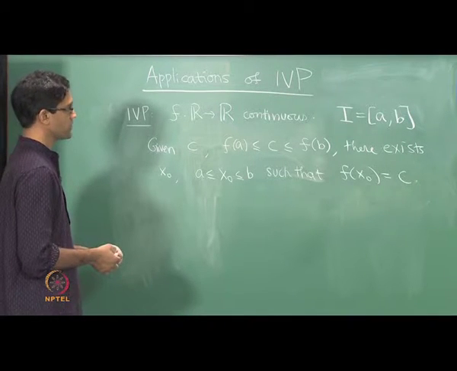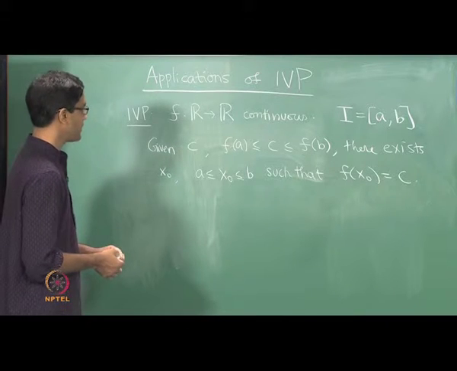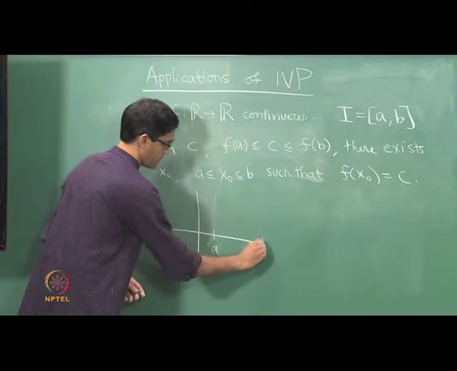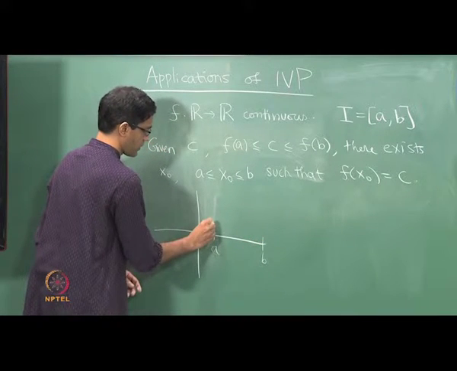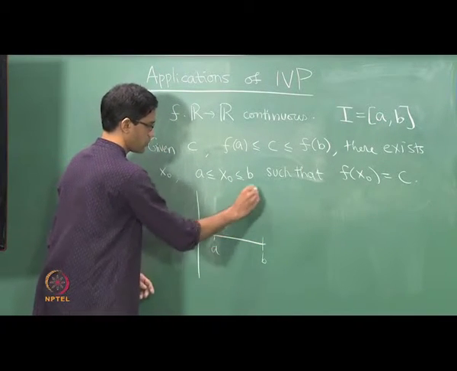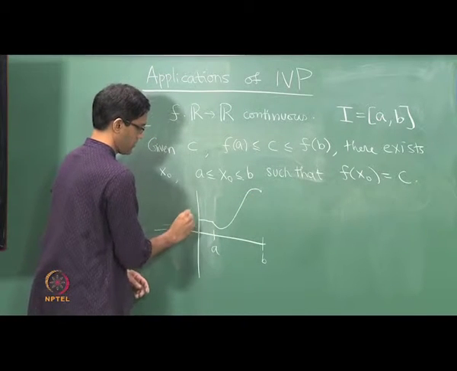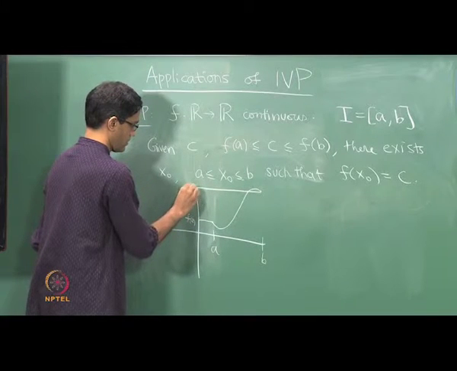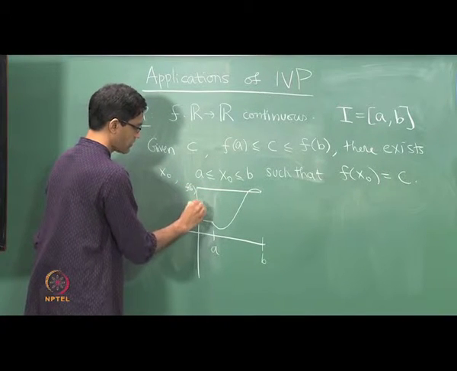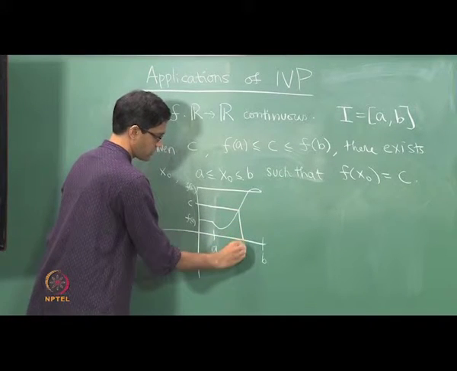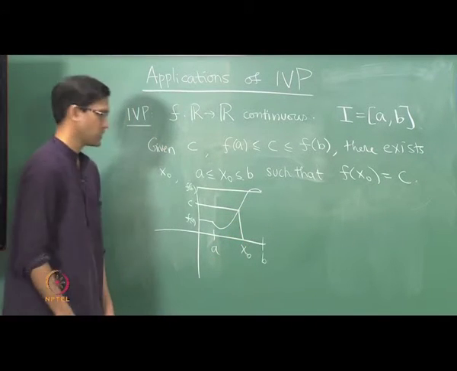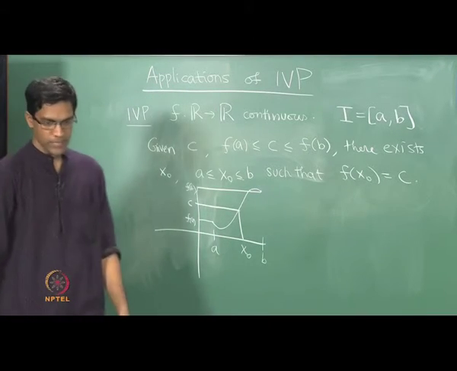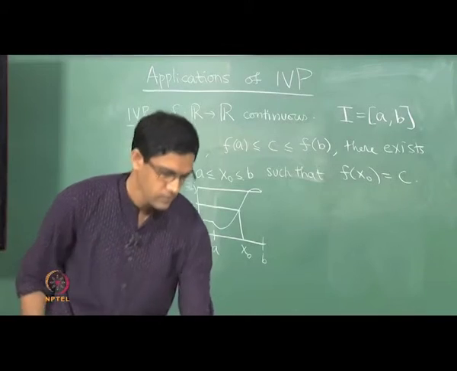If you are given a continuous function on an interval, here is [a, b], which goes between the boundary values f(a) and f(b), then given any y value between the two, there is an x value at which that y value is attained. That is basically what the intermediate value property says. So let us look at some very interesting applications of the intermediate value property.